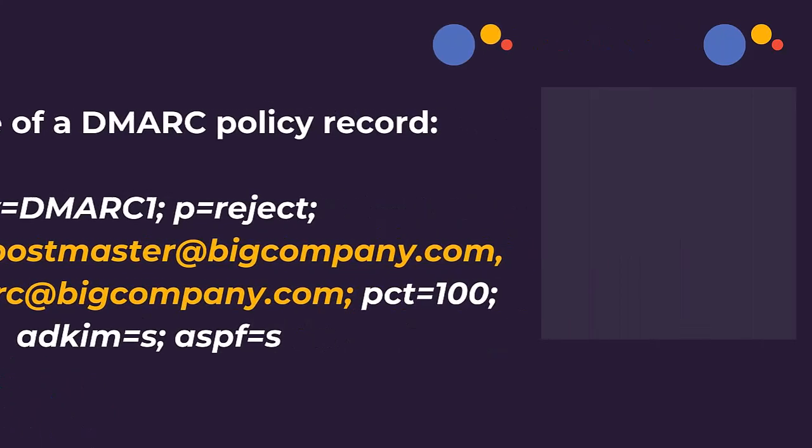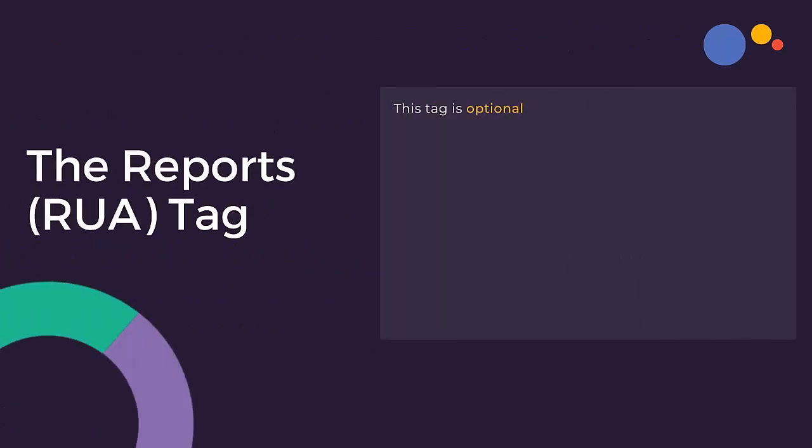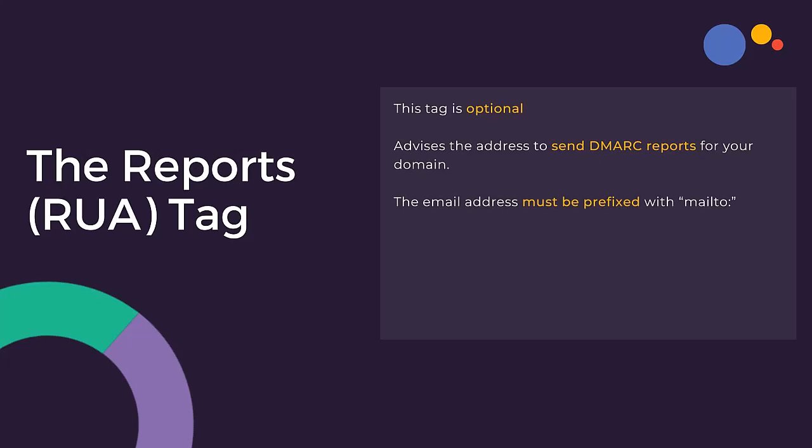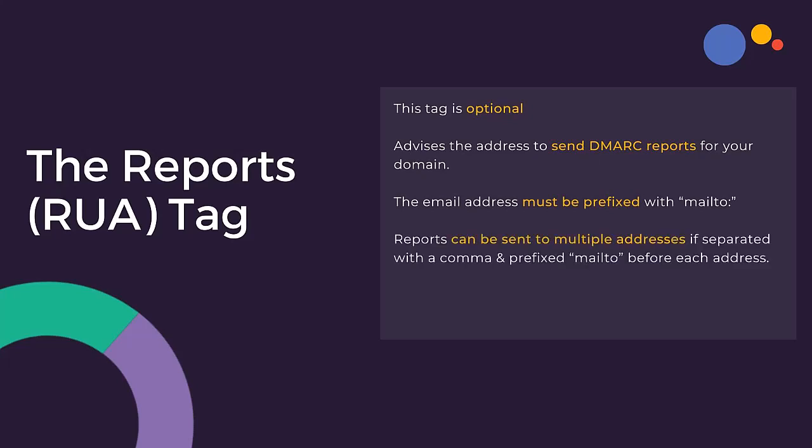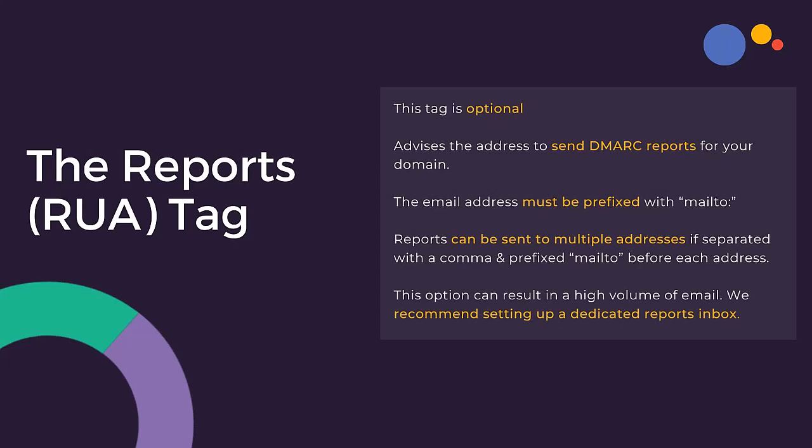Although it is optional, it's recommended to use reports when you turn on DMARC for your domain. Adding the RUA equals mailto tag to your domain record informs the system which address or addresses to send DMARC reports for your domain. The email address must be prefixed with mailto, and reports can be sent to multiple addresses if separated with a comma, and the mailto prefix is added before each address. This option can result in a high volume of email. We recommend setting up a dedicated reports inbox for this reporting, or a Google group.